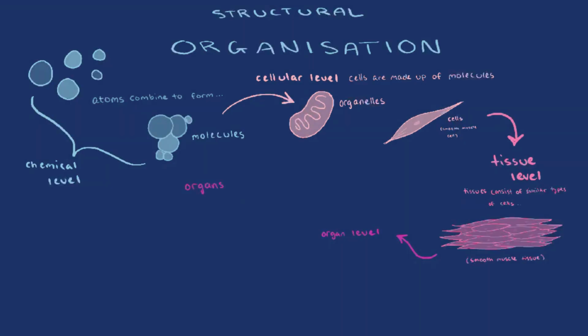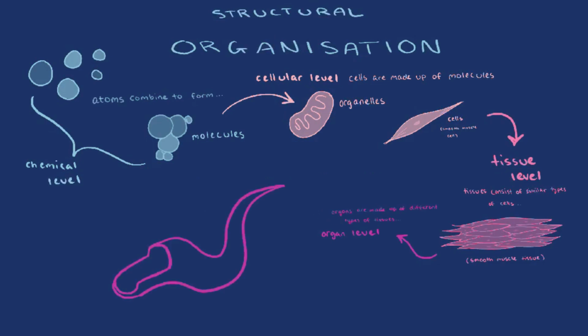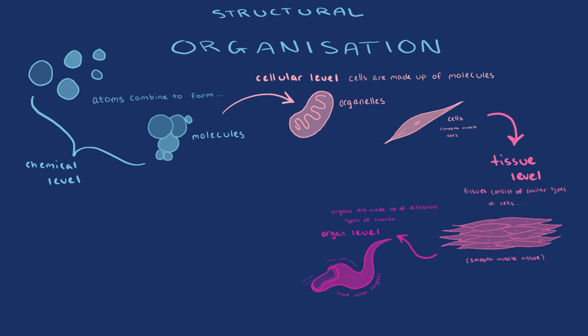So on the organ level, organs are made up of different types of tissues. And your organs, remember, are your heart, your liver, etc. So here I'm showing a blood vessel, which is made up of a lot of different types of tissues. And one of them is the smooth muscle tissue I showed you. And yes, blood vessels are an organ. Some people, I'd say, wouldn't normally think of blood vessels as organs because they don't seem like the typical organ, but they are.